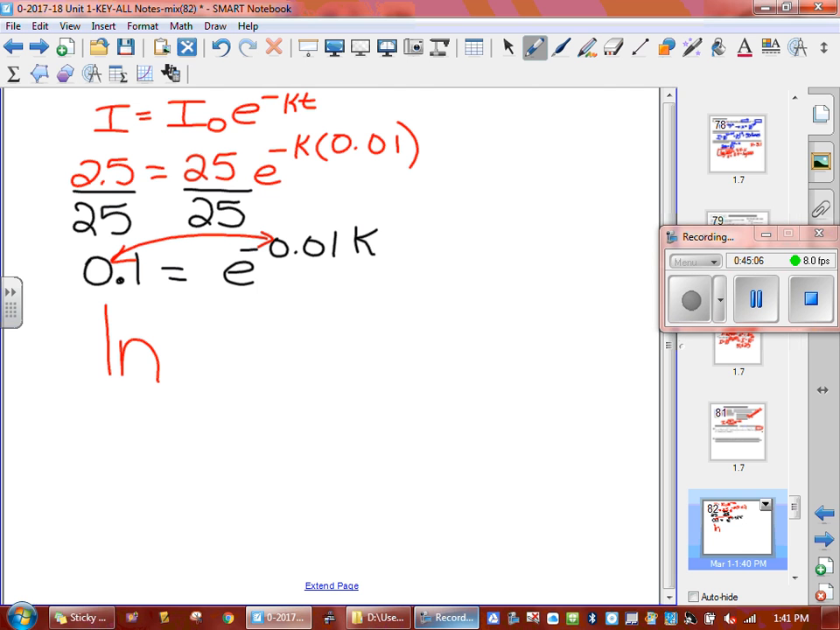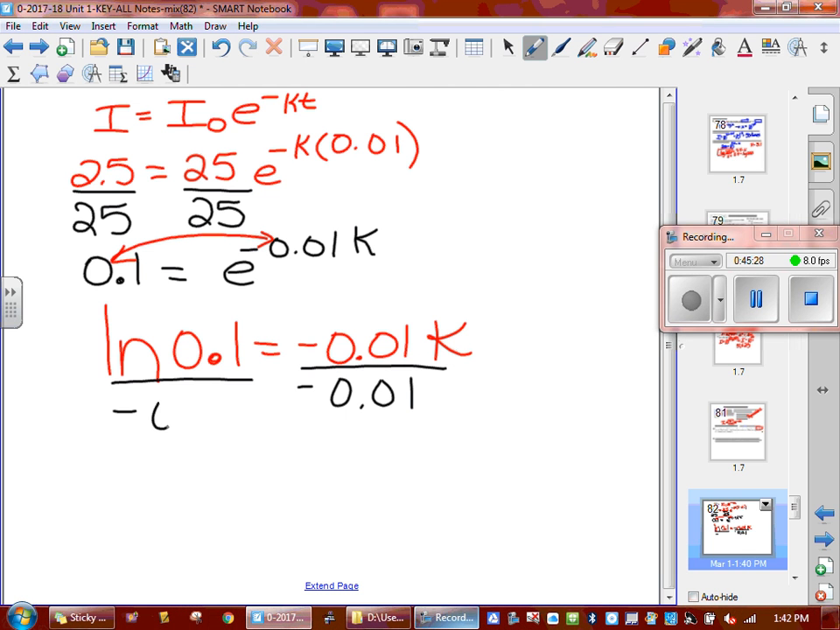And now what we're going to do is divide out what's sitting beside k. So we're going to divide out the negative 0.01. So you would type in ln 0.1, enter, divide by negative 0.01. And what's the nearest whole number? We're going to get a 3-digit number. Okay, so everybody should have got k is equal to 230.